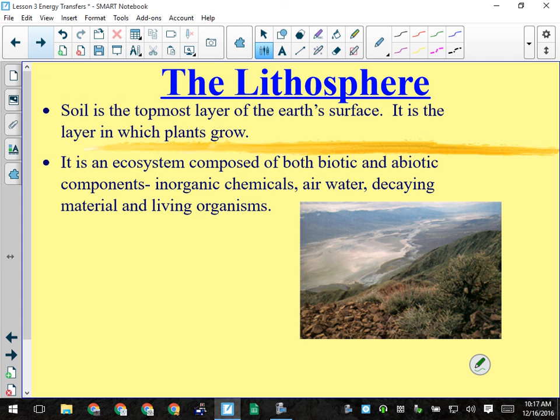All right, so soil is the topmost layer of the Earth's surface. It is its own ecosystem, and it has both biotic and abiotic components. Biotic means living things, abiotic means non-living, and we talked about those back in the biology unit. Biotic and abiotic factors.